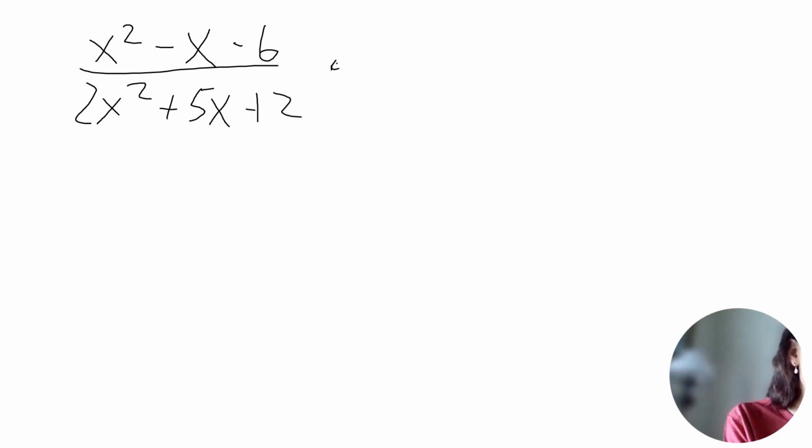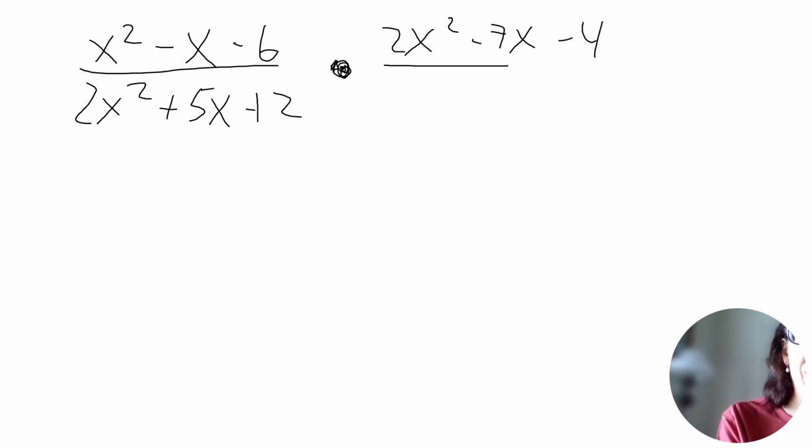Okay, so we have (x squared minus x minus 6) over (2x squared plus 5x plus 2), and we are multiplying that by (2x squared minus 7x minus 4) over (3x minus 9).